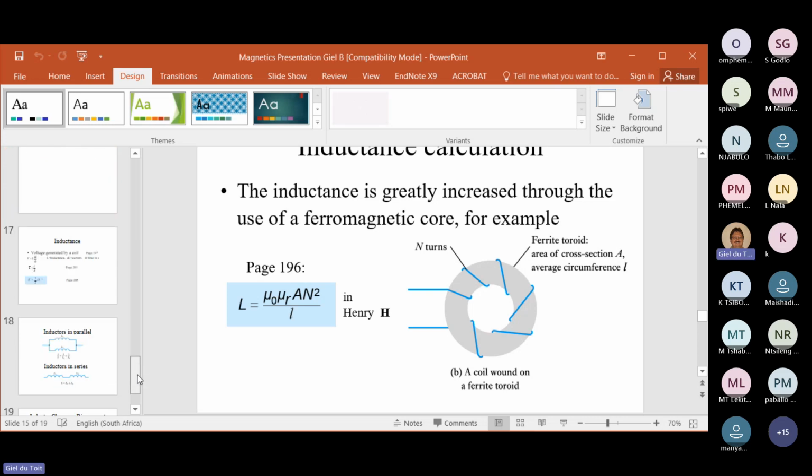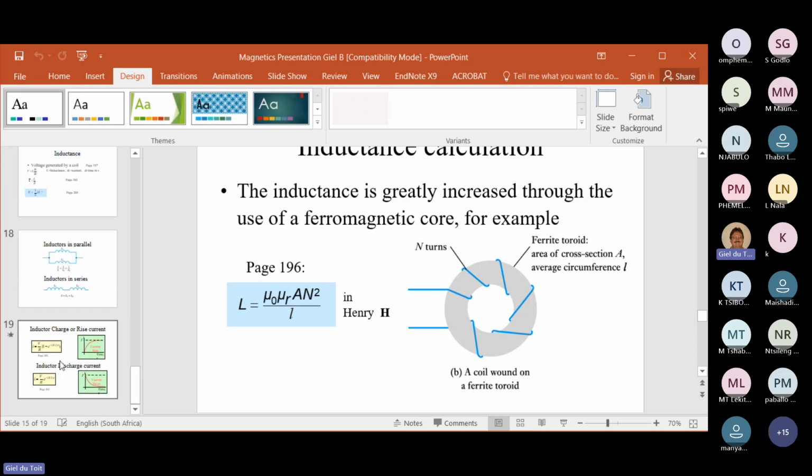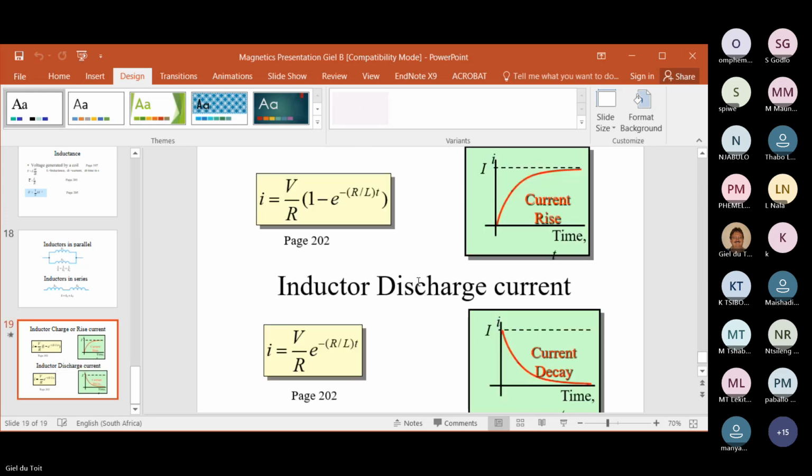Okay, now I'll quickly go and just do this formula again. And this is the charge formula quickly again. We charge an inductor not with voltage, but with a current. So the charge current will be this. That will be I max, or what they call the final current. I max is the same as the final current.